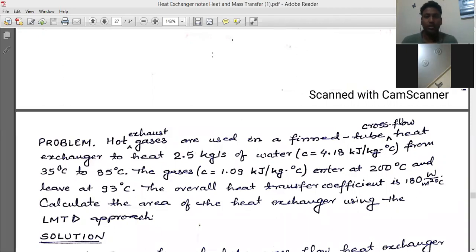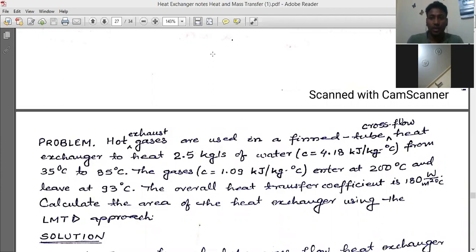Let's start the numerical practice on LMTD. We have studied the theory about the heat exchanger. Thereafter, we will go through some numerical practices so that you will know how to solve the heat exchanger problem.